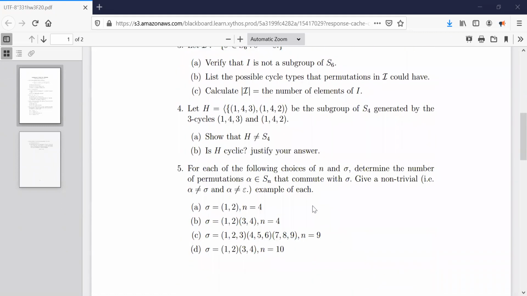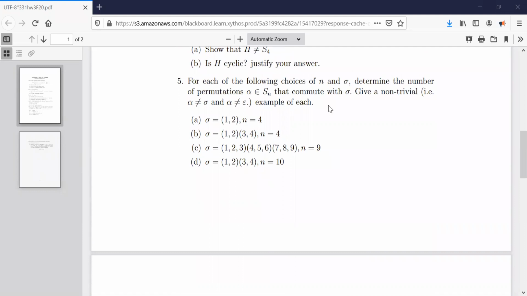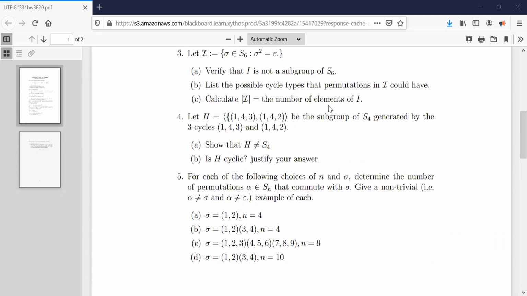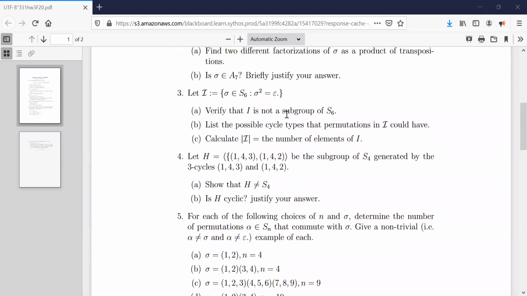Do people have other questions? Three, sorry. Verify that I is not a subgroup of S6. Okay, cool. So check your formula from the slides for October 23rd. So a 6.